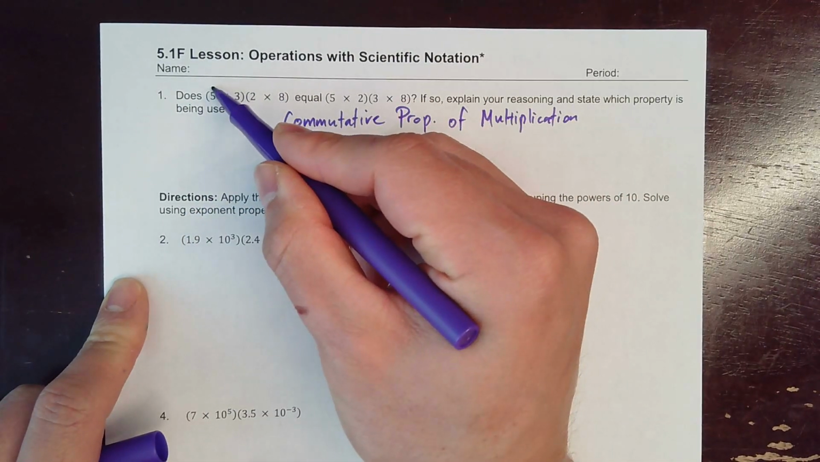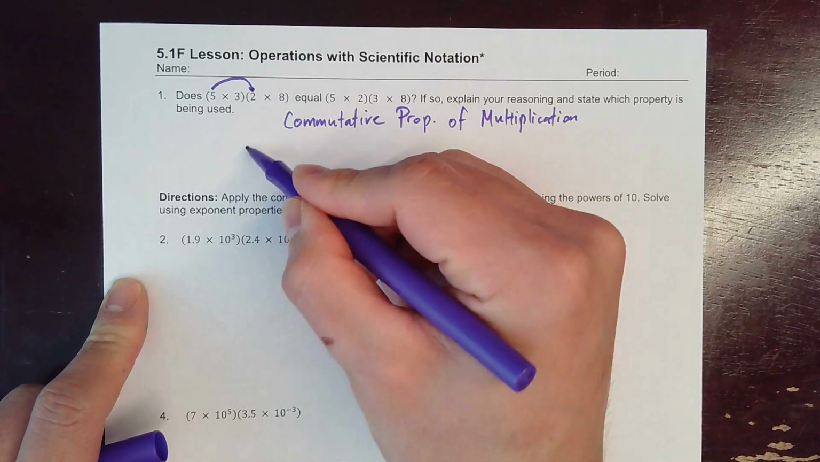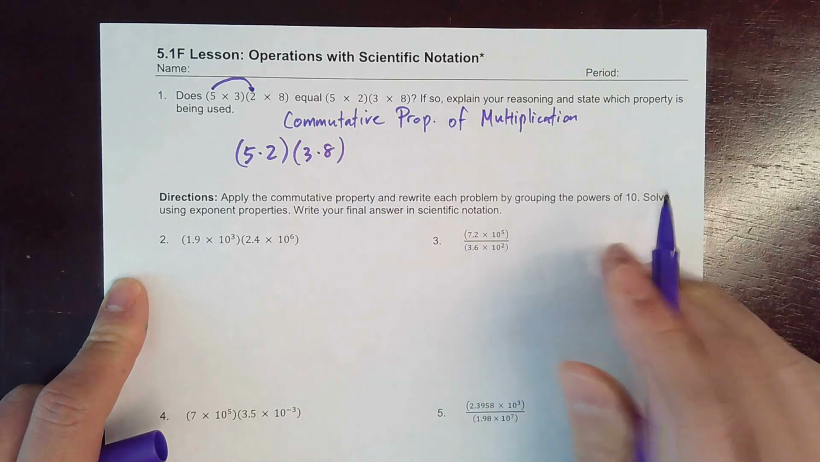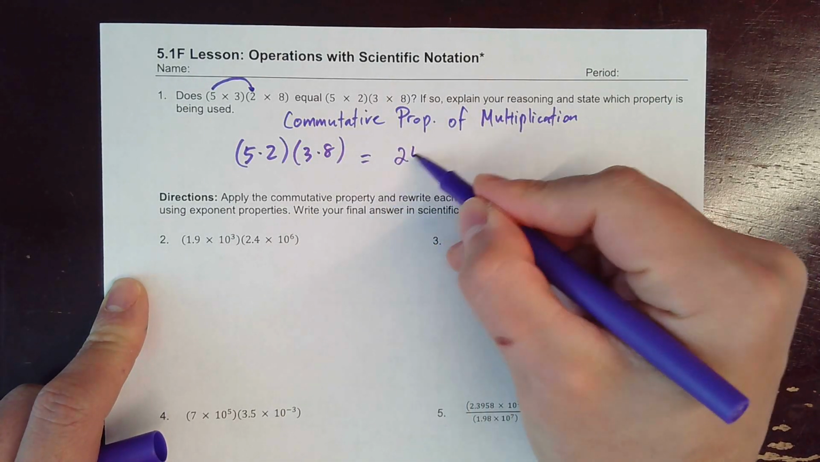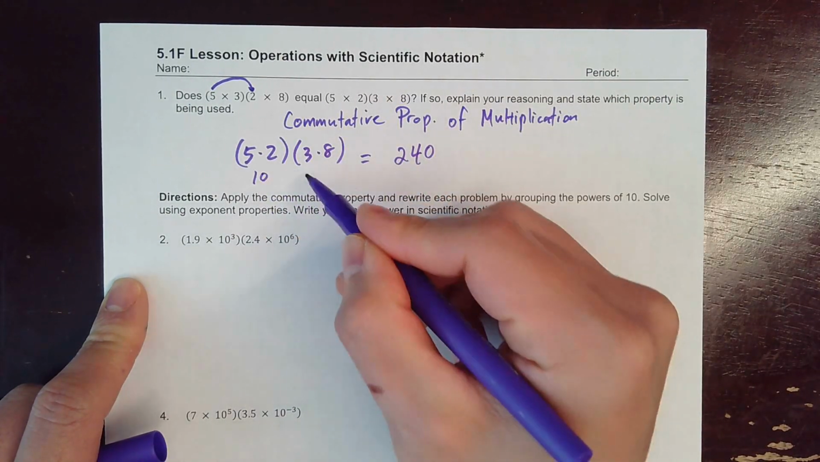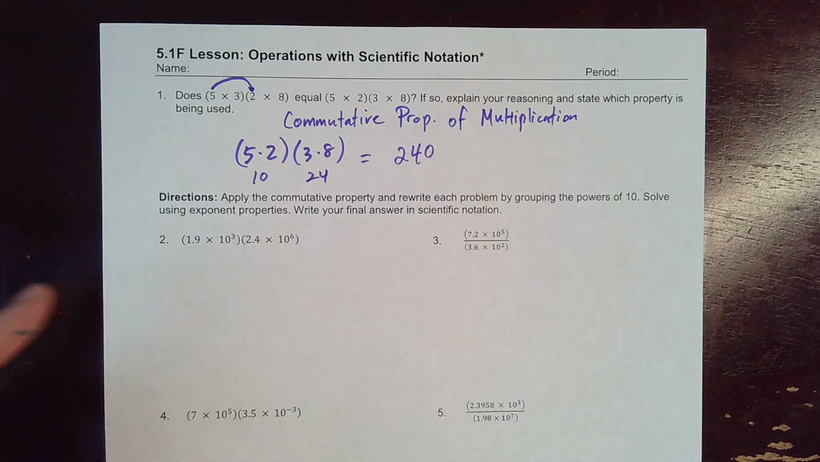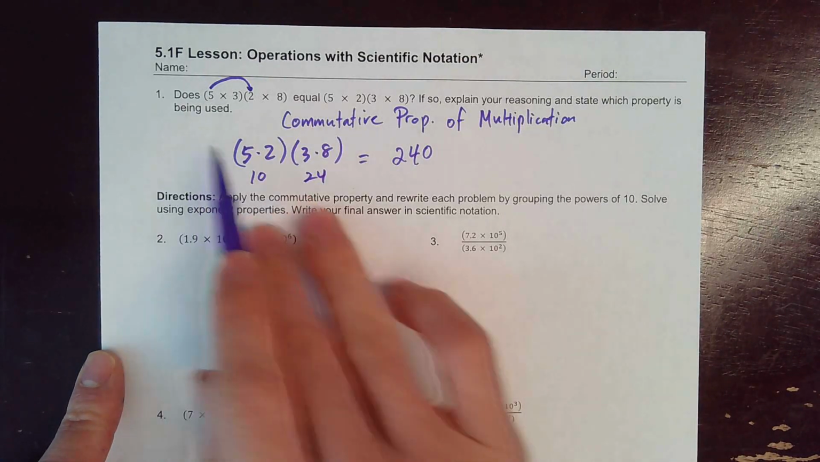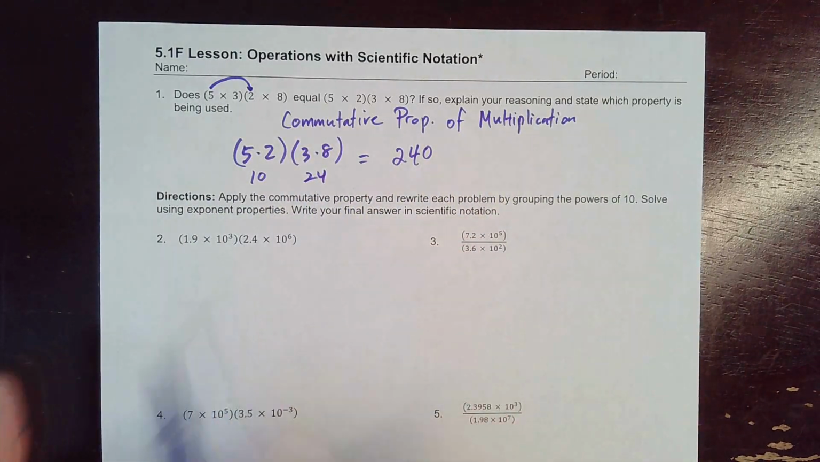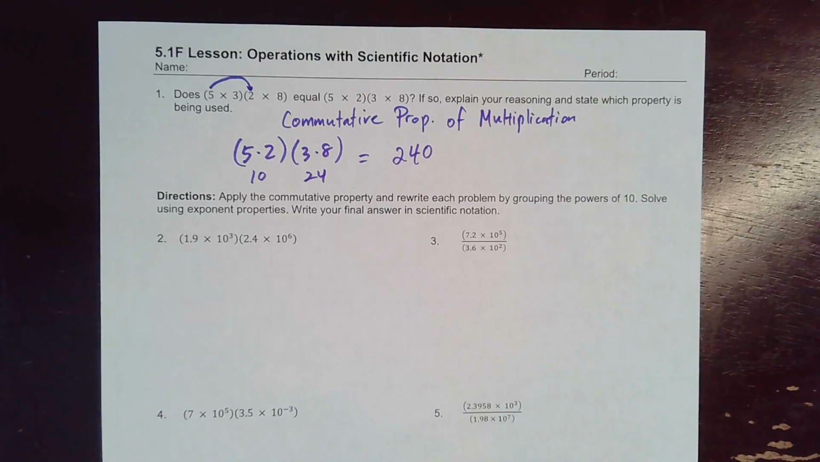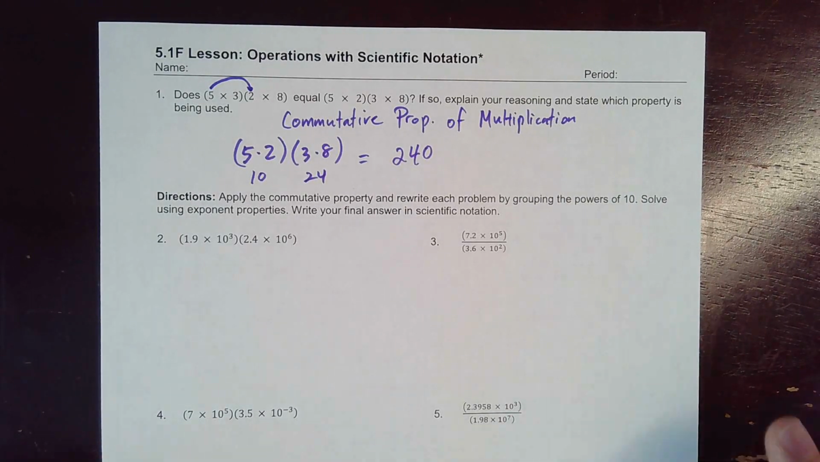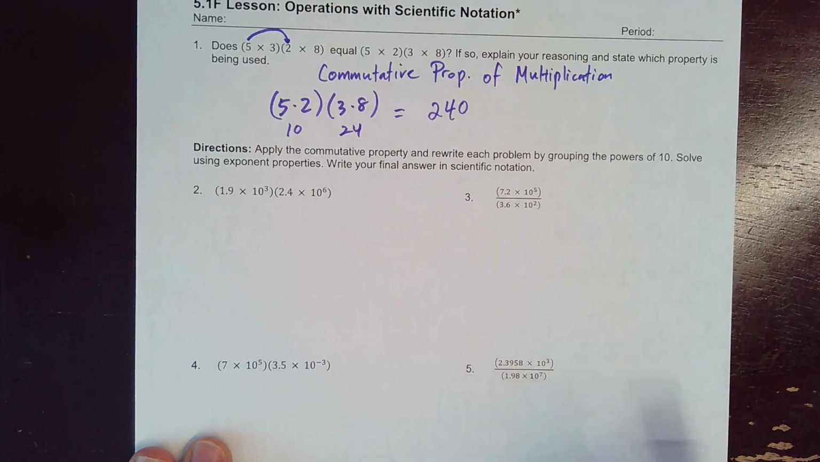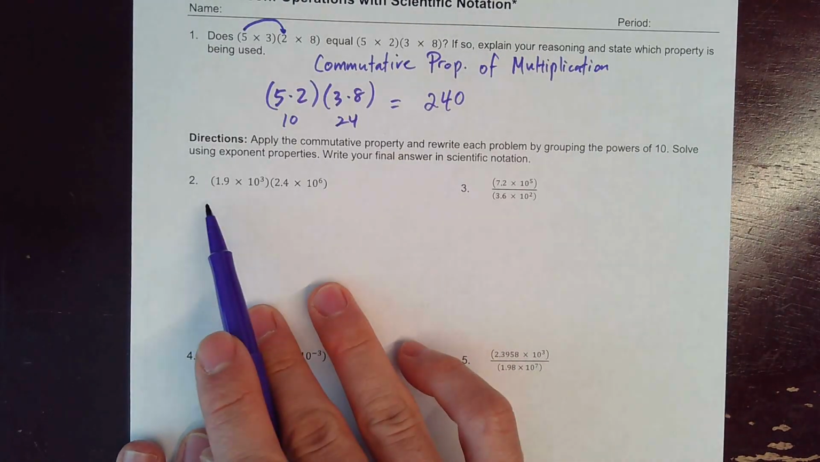Right? We can pick and choose which numbers we would like to multiply. Honestly, I think instead of 5 times 3, I would do 5 times 2 instead. And then 3 times 8, which we know is 24. And we know that 5 times 2 is 10. So this makes it easier for us to calculate, right? This process of deciding which two numbers to multiply first is something that we're going to do when we multiply two numbers that are in scientific notation, right? So take a look at number 2.